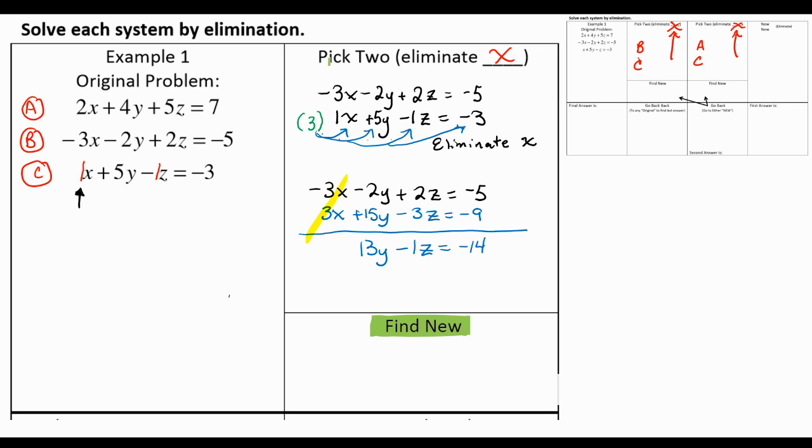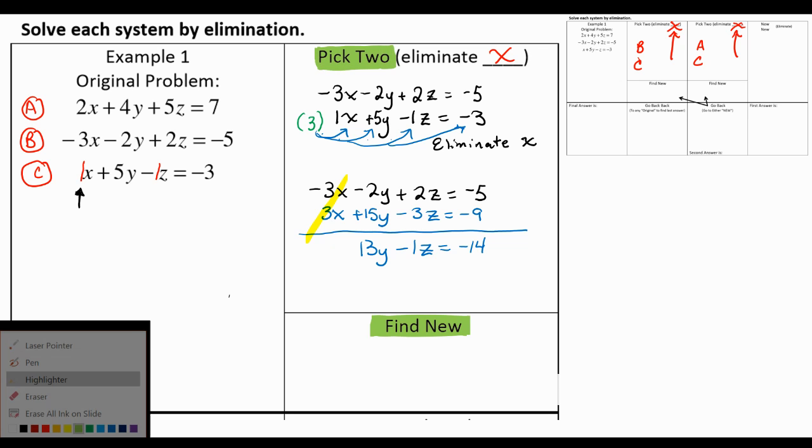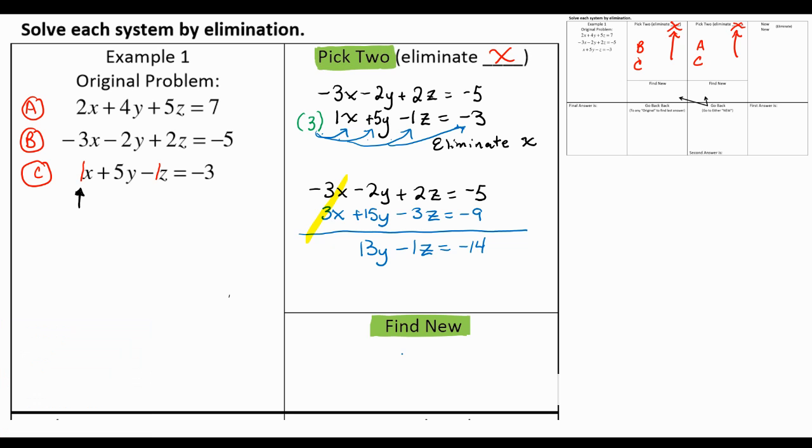So remember what the little song is. Pick two, find new, pick two, find new. So that's why the song goes like that. So we want to write this new equation. This is our new equation. We want to write it right in the box that I filled in for you. That's important for later on. Don't drop a negative sign or anything, okay?